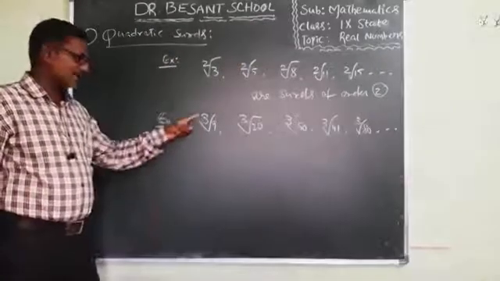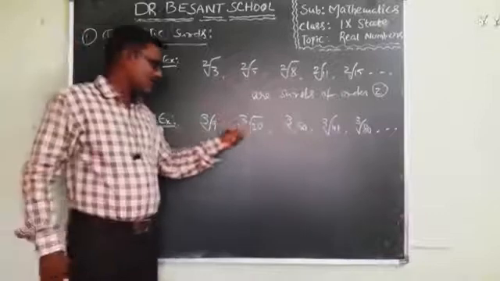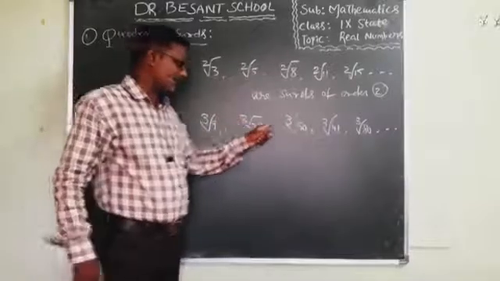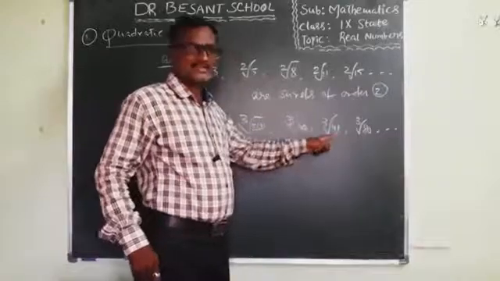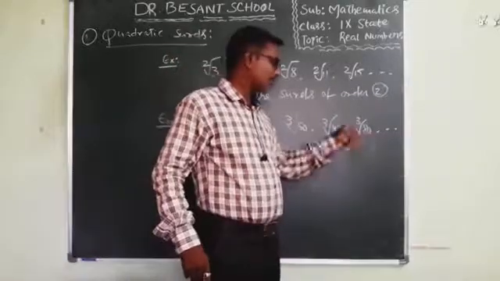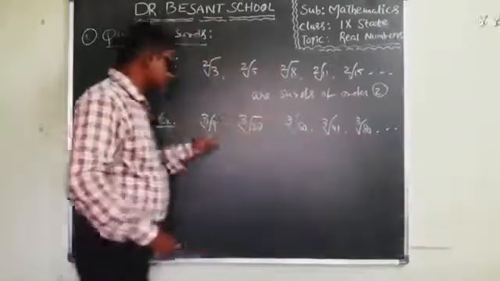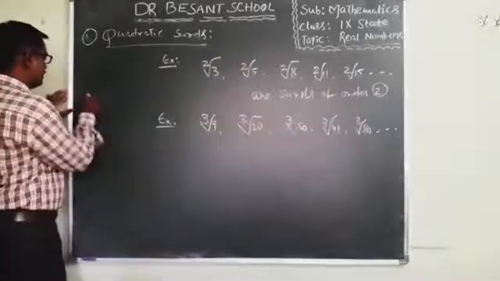Cube root 9, order is 3, radicand is 9. Cube root 20, order is 3, radicand is 20. Cube root 50, order is 3, radicand is 50. Cube root 41, order is 3, radicand is 41. Cube root 80, order is 3, radicand is 80. So these are the surds of order 3. They are said to be cubic surds.